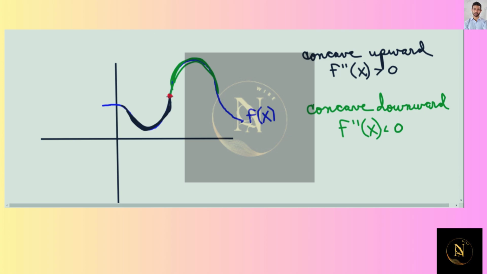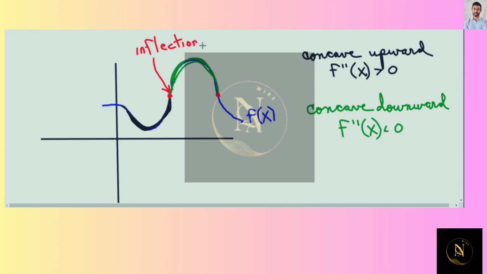Now, this point, this red point right here, is called an inflection point. It's where the graph changes concavity. You actually would have another one over here, because at this point, well, let's stay with this point over here first. This point is called an inflection point. So this is the point of inflection.